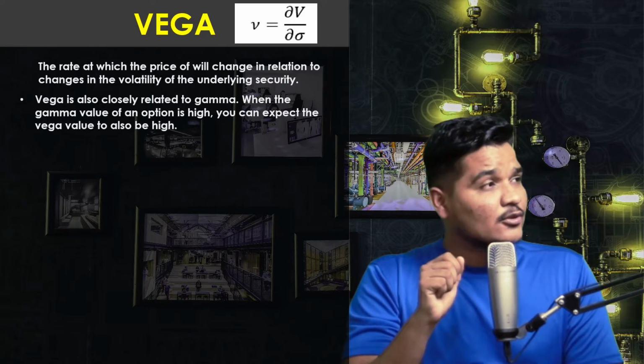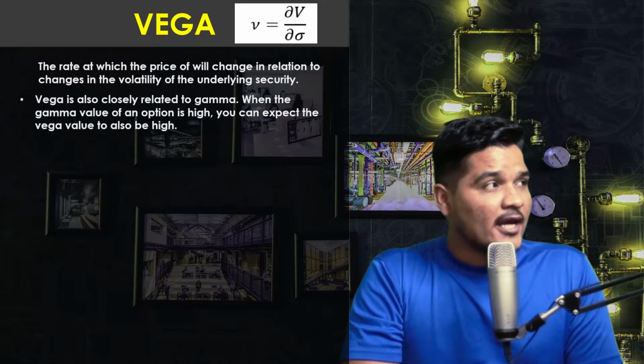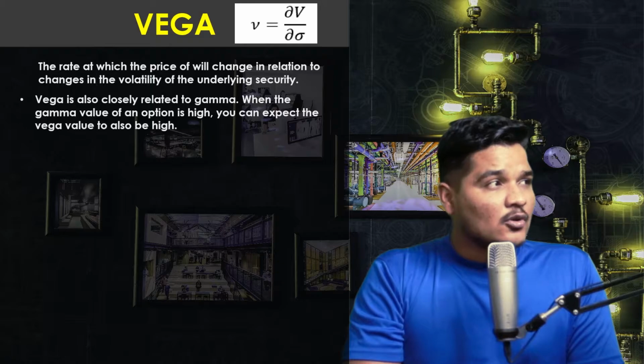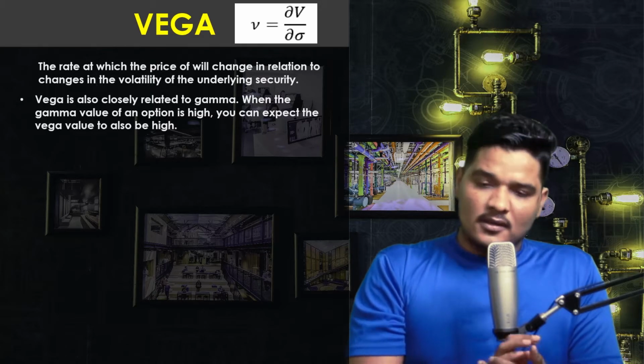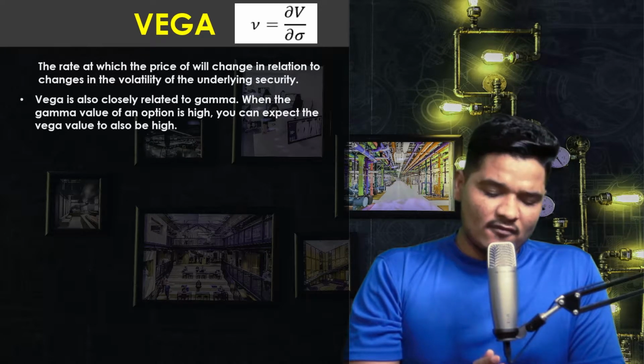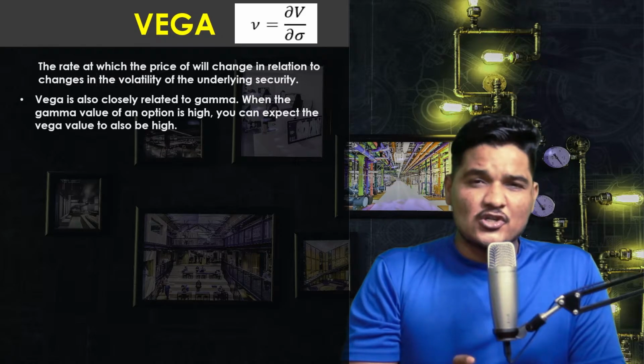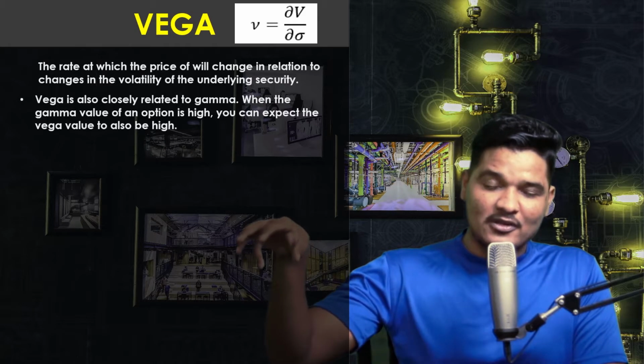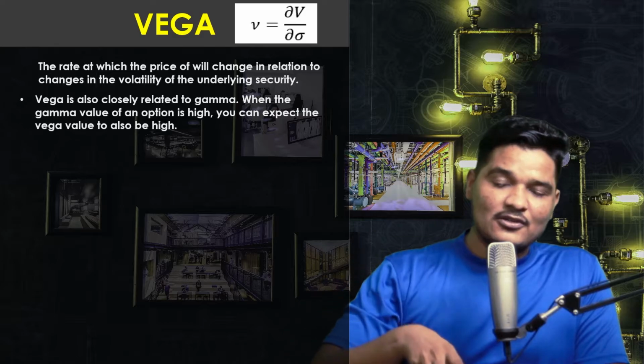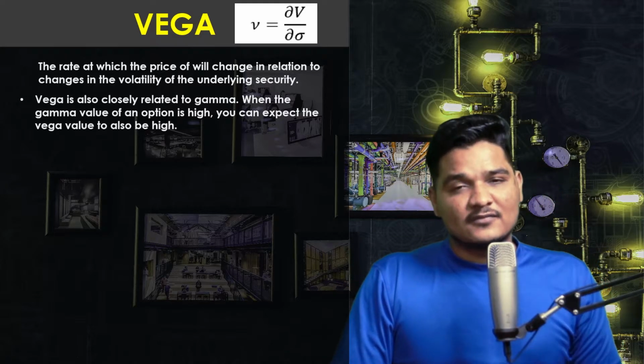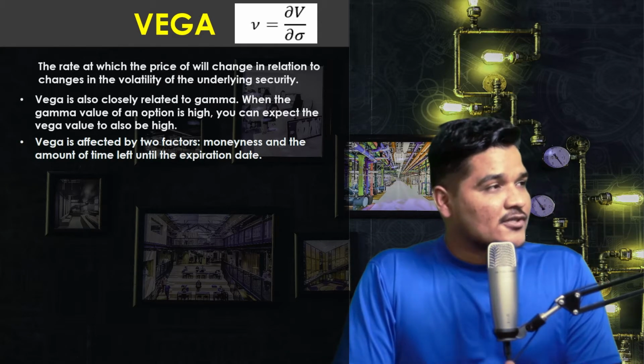When the gamma value of an option is high, you can expect the Vega value to also be high. So it is simply saying Vega is proportional to gamma. If the gamma value goes high, then your Vega value will also go high. Now let's discuss further points.